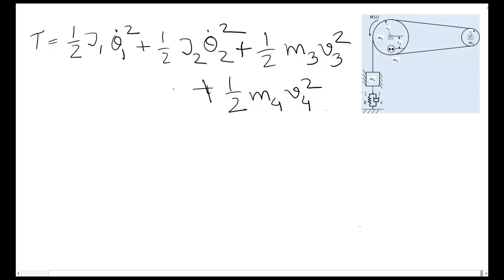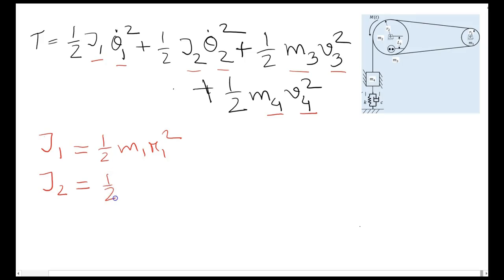Let's express all the kinematic quantities as a function of theta, as we mentioned earlier. Starting with J1 and J2, which are mass moments of inertia for a pulley or disc, which is half M1 R1 squared. That means mass times radius squared times half. So half M2 R2 squared for the bigger pulley.